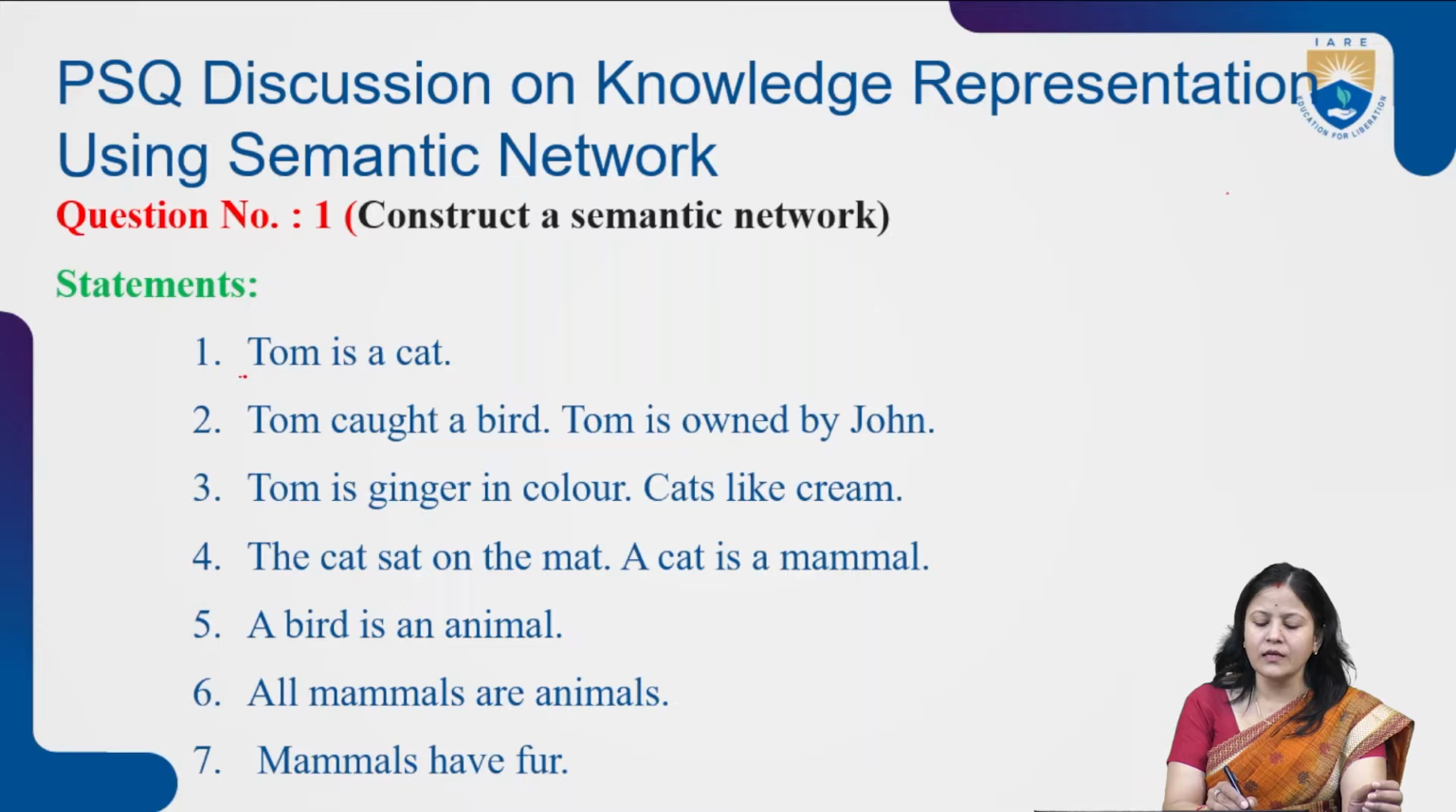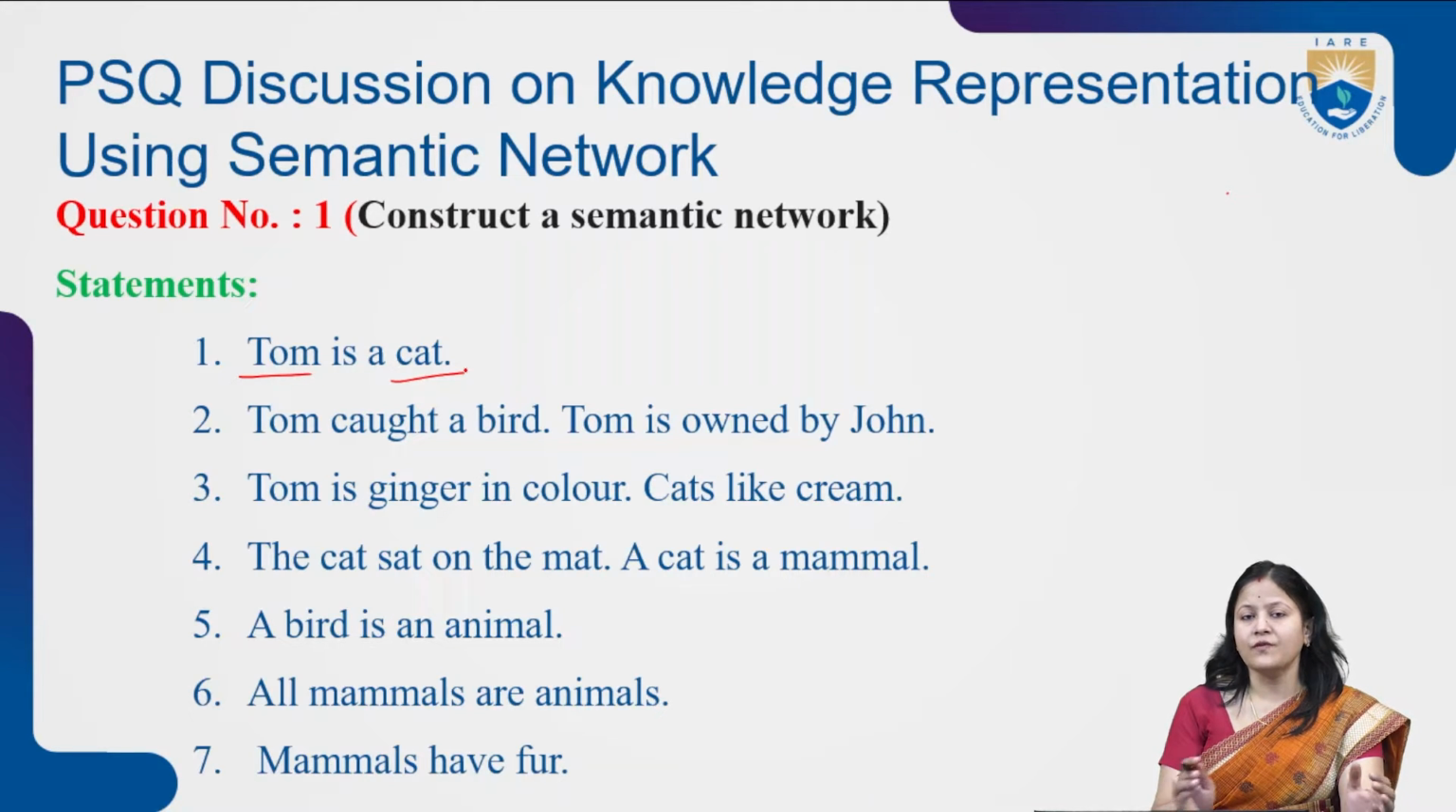So Tom is an object or it is a class, we can say. Cat is also one class. First we have to highlight what classes are present. And one more thing, while creating the semantic network, if one class is repeated multiple times, only one time the class needs to be considered. Now Tom is everywhere. If you see, almost in all the sentences, Tom is there. Even cat is repeated 2 to 3 times. Even mammals is also repeated. So if it is repeated, only one time we'll consider.